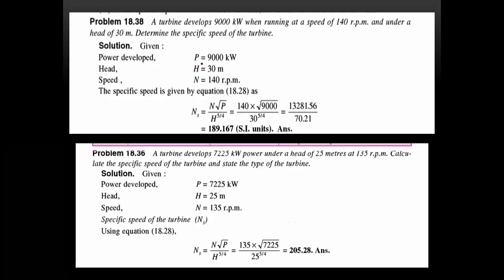A turbine develops 9,000 kilowatts. So determine the specific speed. This is the specific speed formula. Now the power developed is 9,000, H is equal to 30, N is equal to 140. So applying these values directly, you are getting the answer. Here also, applying these values, you are getting the answer.